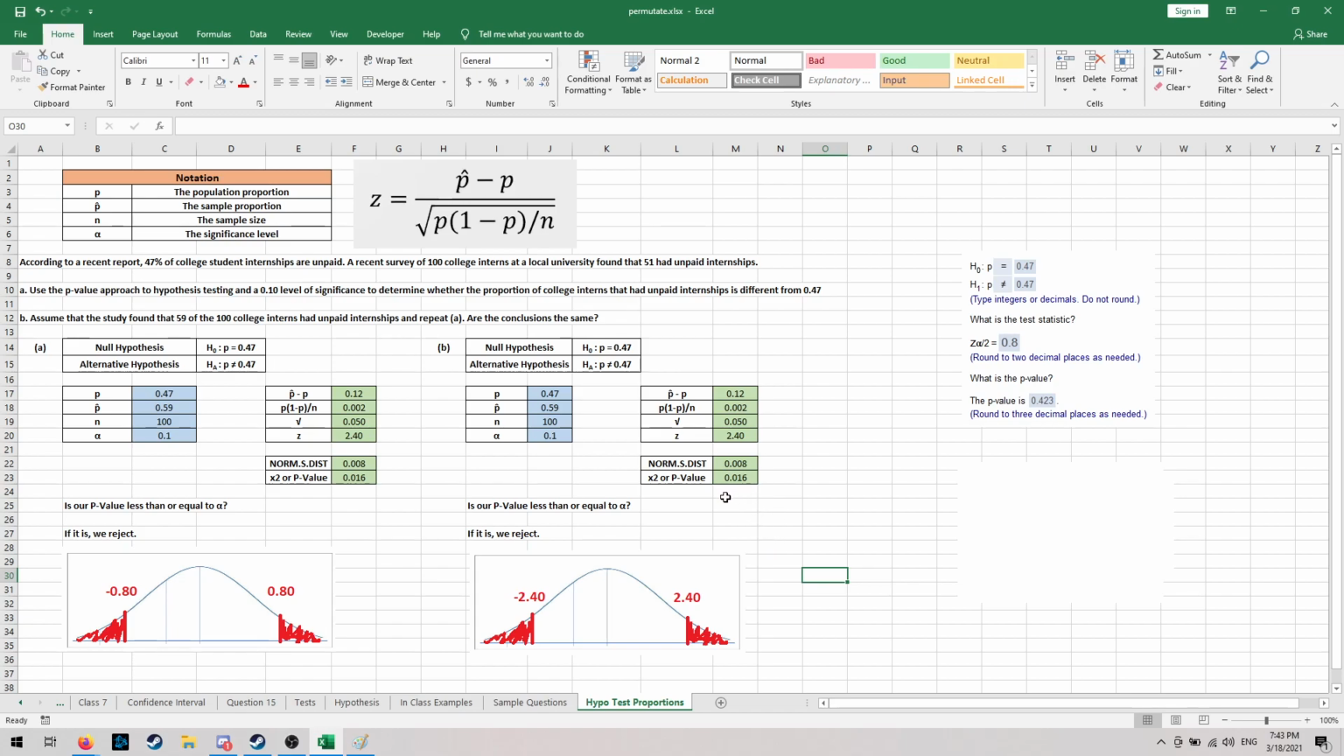And we can see that this p-value is less than a. 0.016 is less than 0.1. So in this case, we're going to reject the null hypothesis. There is enough evidence that the null hypothesis isn't true that we're going to reject it. And I'll just show you here. These are the right answers. And that's everything. That's how you do this question.